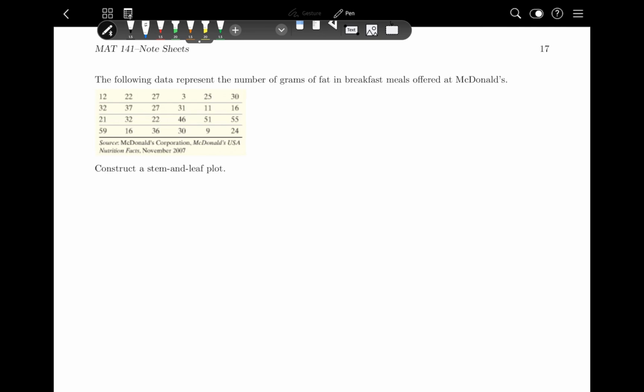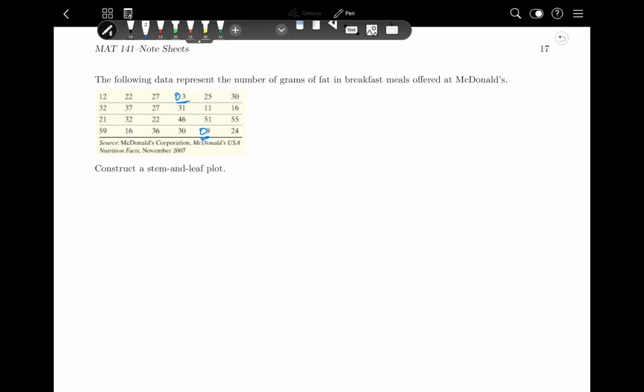Okay, so let's go ahead and talk about this one now that you've had a chance to try it. There are a few things to note here. One is we have single-digit numbers. So the key is, what's going to be the stem on those? The answer is 0 is the stem for those. And then the other thing that's trickier is our numbers aren't in order.